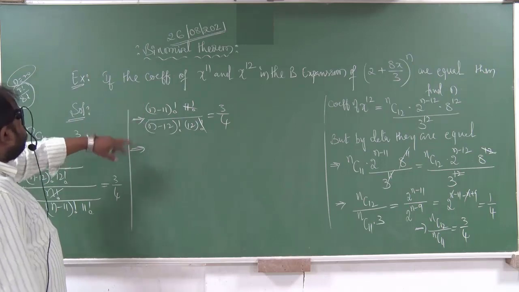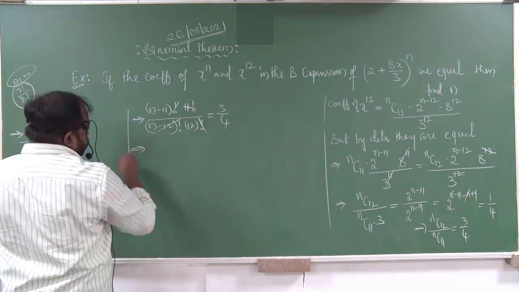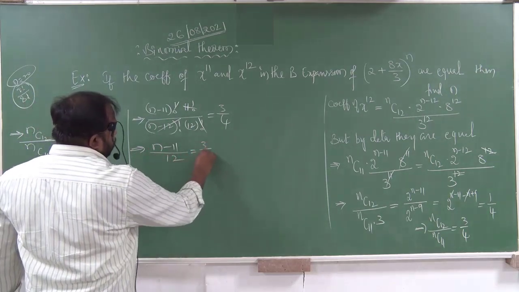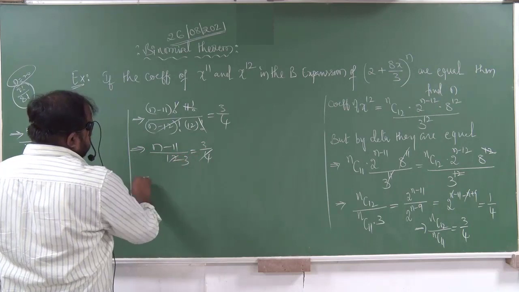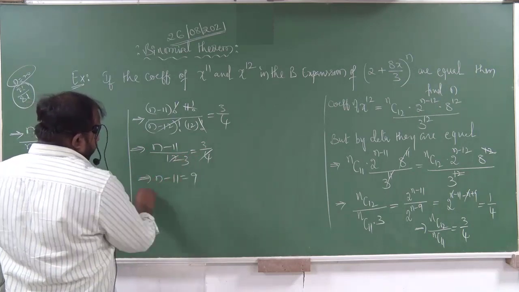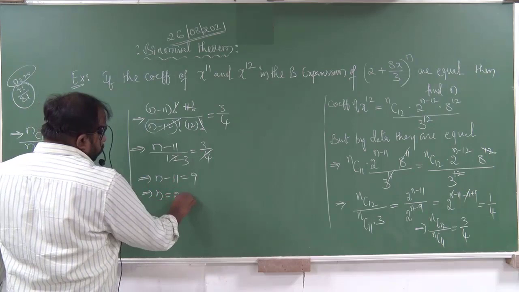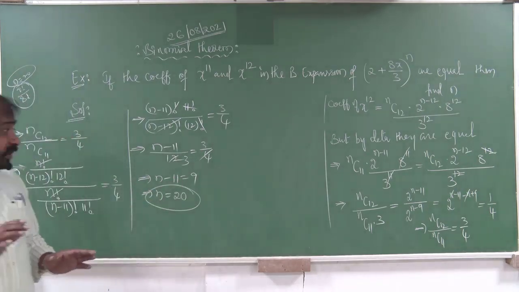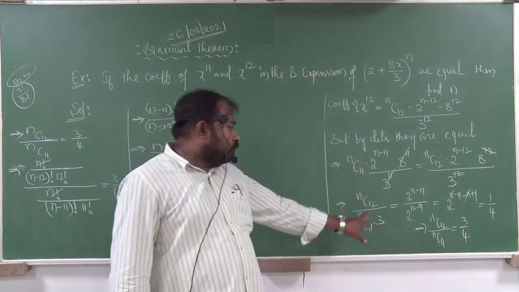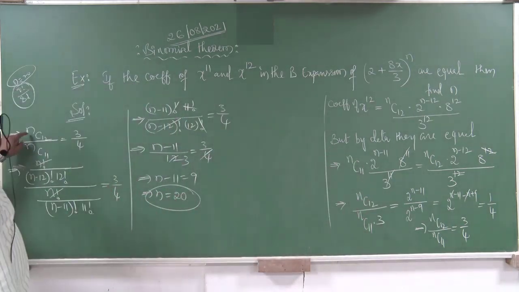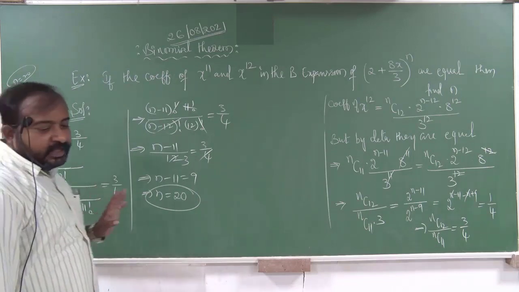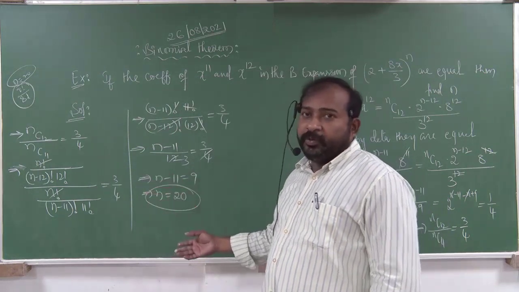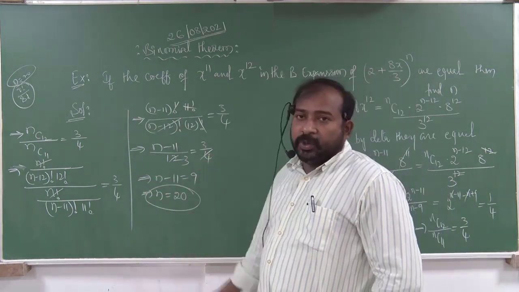So when you cancel this value, these both get cancelled, n minus 11 you will get, by 12 is equal to 3 by 4. 3 times 4 cancel. n minus 11 is equal to 9. Therefore, n is equal to 20. Got it? So everything, from the student point of view, is this calculation, nC12 by nC11. Calculation carefully you can do it. You will get the answer, n is equal to 20.